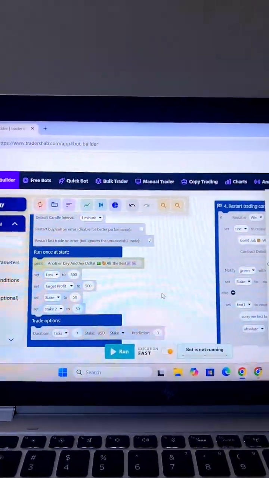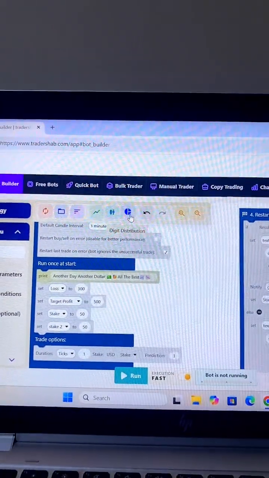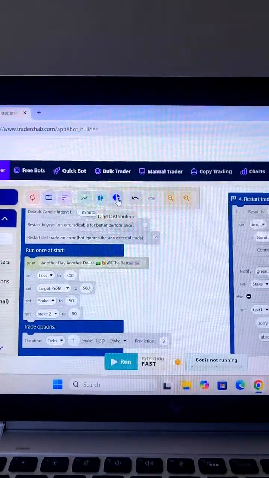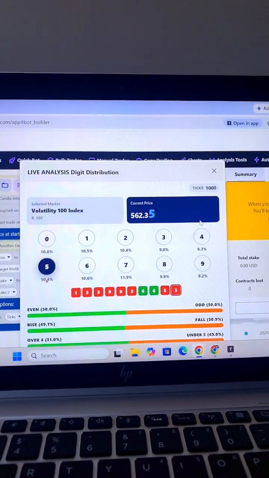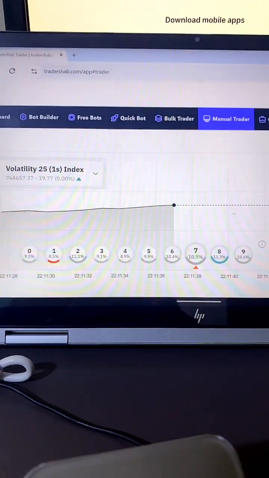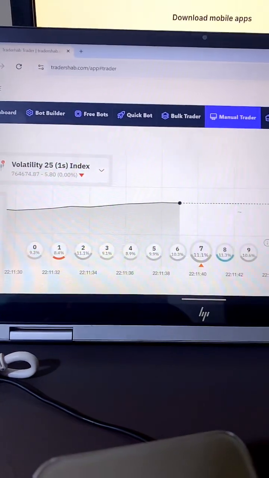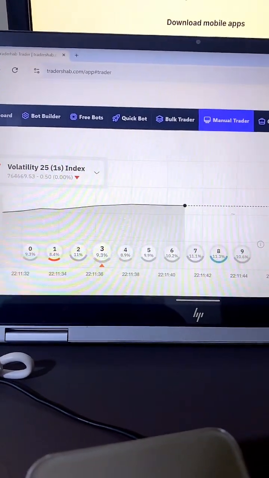Another thing I want to add, you can as well get these circles here where it is written digit distribution on your board. You just click there, then you get the circles. Still you can observe them there, but I want to explain them clearly at this particular point. Remember, we are using the ascending and the descending order strategy to trade overs and unders with a bot.